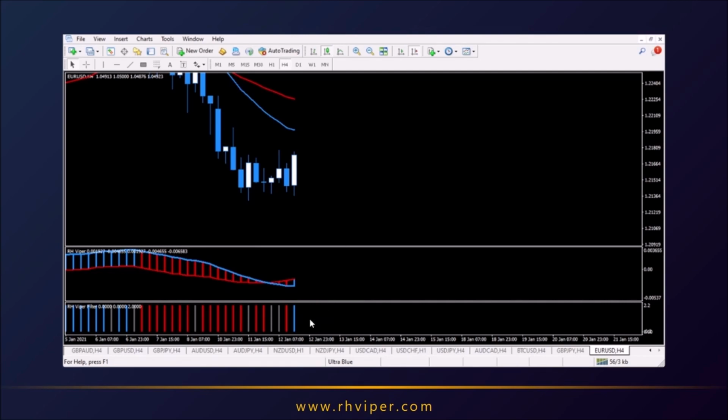Now, when it comes to the RH Viper filter, it doesn't matter what color this is at this time. It's more important to look at this when it comes to the trade itself, but not for the trend. It's blue, but again, that doesn't much matter right now.